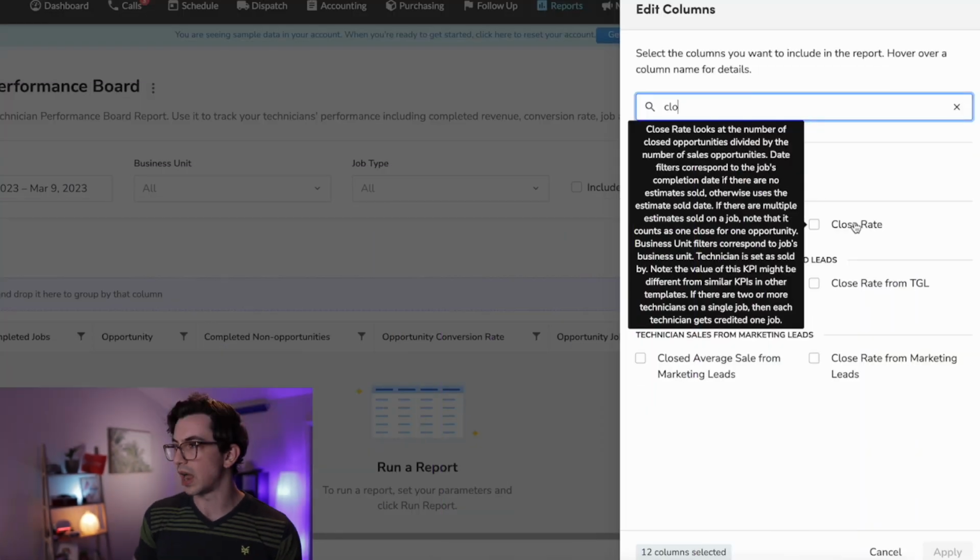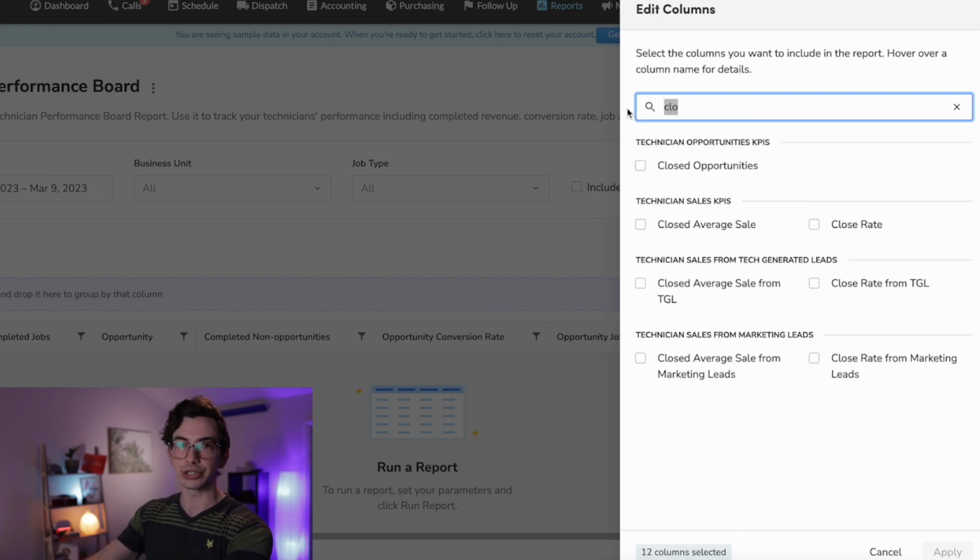What about tech, close, and conversion rates? Well, we don't have a problem there either because close rates and conversion rates are based on opportunities, not estimates. And if we go into reporting, we can see that. So if you hover over any KPI, it's going to tell you how that KPI is calculated. So here I'm hovering over close rate, and I see that close rate looks at the number of closed opportunities divided by the number of sales opportunities. And let's take a look at conversion rate as well.